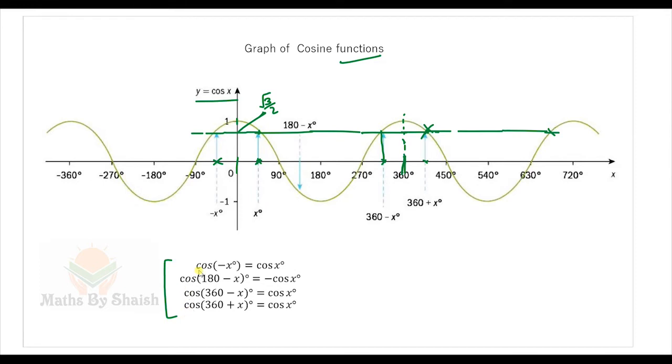For example, first one is cos of minus x is cos x, cos of 180 minus x, which we will not be using that much, is minus cos x. Cos of 360 minus x is cos x, that is the symmetric property, because if we draw the reflection of the cos curve from this 180 degrees, it would be same. That's why it is called the symmetric property. Also cos of 360 plus x is cos x, because the period of the cosine function is 360.